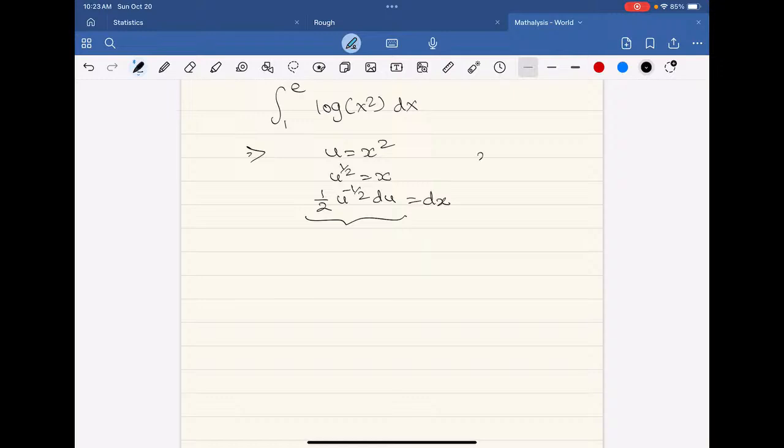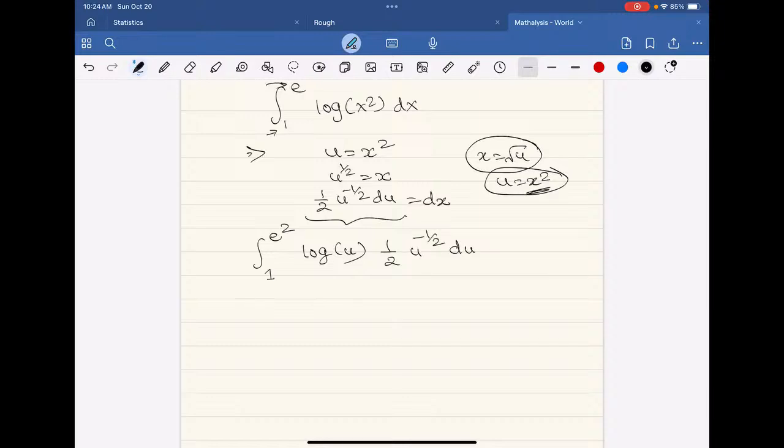So x is the square root of u, and u is x square. These limits are in the world of x, right? If you want to change to the world of u, you just square them. So this goes from 1 to e square, log of x square is log u, and dx is 1 by 2 u to the power minus 1 by 2 du, right? Now I can take this out: half of the integral from 1 to e square of u to the power minus 1 by 2 log u du.